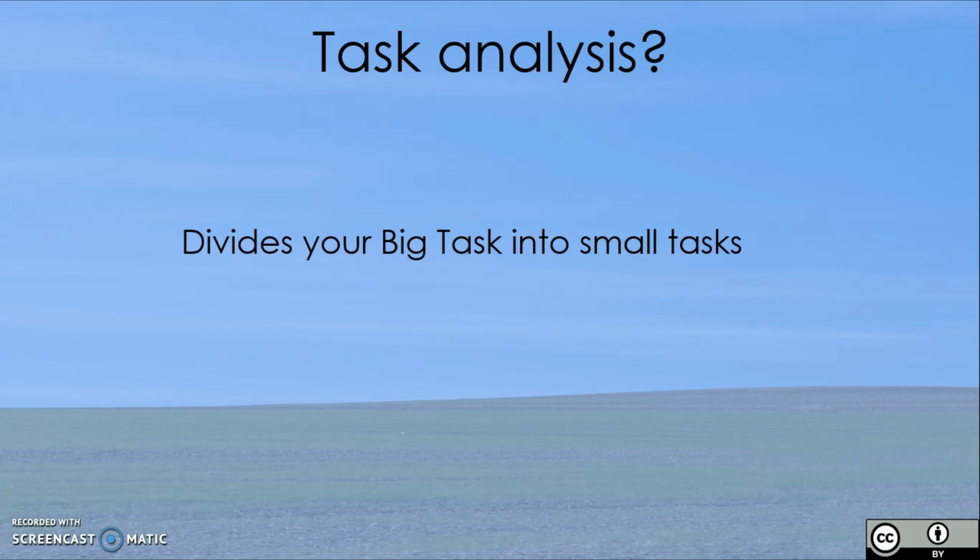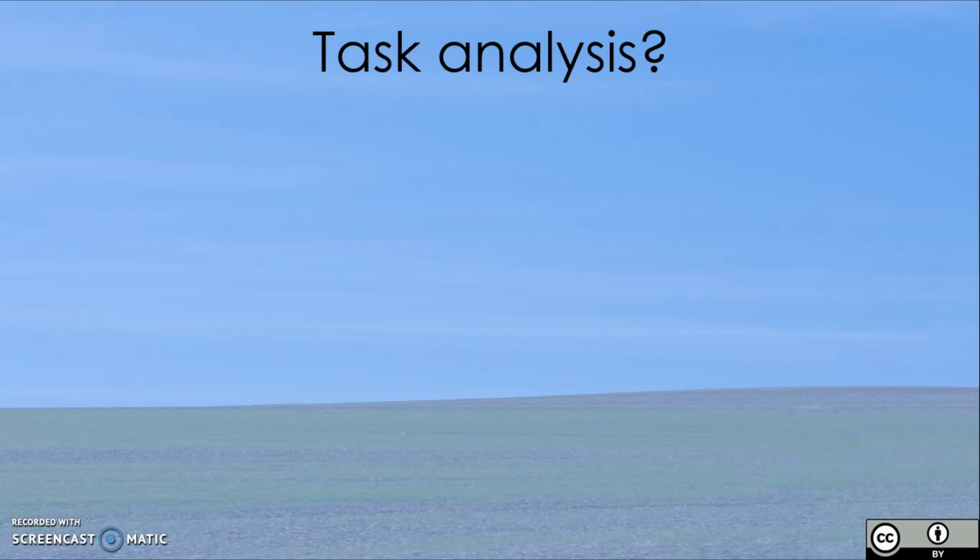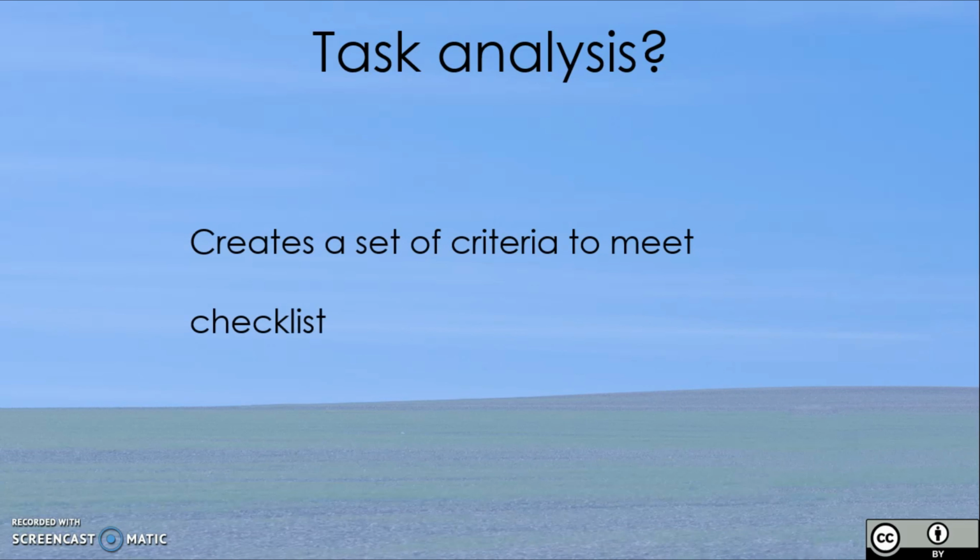Okay, so the point of task analysis is to divide a big writing task into smaller, more focused tasks. So it breaks the overall task up into smaller sections, right? And then you can tick off one section at a time. In other words, when you undertake a task analysis, you create a set of criteria that you need to meet. In other words, you create a checklist. So you create a checklist of these are the things I need to do to write this essay successfully, to successfully answer the question, successfully pull off the task.